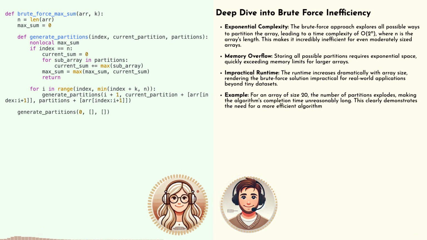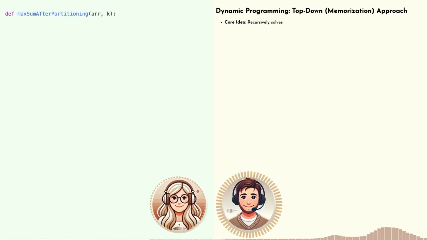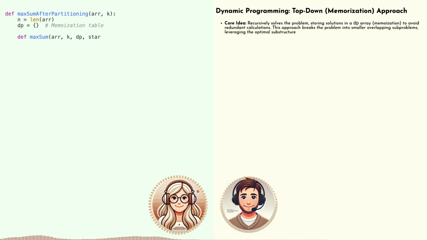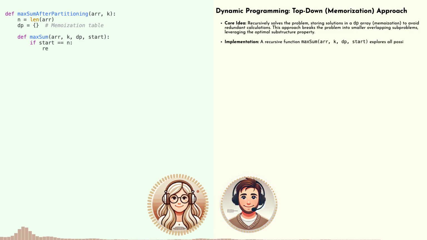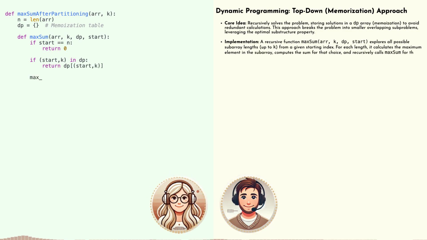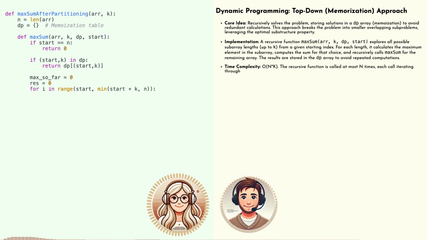Exactly. For an array of length n, the number of possible partitions grows exponentially. Oh, wow. This means the time it takes to check all of them explodes as n increases, making it impractical for larger arrays. Okay, I'm convinced. Brute force is definitely not the way to go here. So how does dynamic programming help us tackle this problem more efficiently? It allows us to solve this by breaking it down into smaller overlapping subproblems, and we build up our solutions step by step. Think of it like building a bridge. You start with the smaller individual pieces.